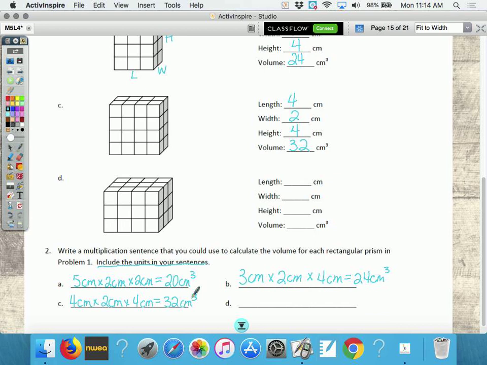Okay, last problem is Dara. 4, 3, and 3. Okay, what's 12 times 3? 36. Great. Tell me what to write for the multiplication sentence. 4 centimeters times 3 centimeters times 3 centimeters equals 36 cubic centimeters. Okay, any questions on that? No. Your first one on your exit ticket is just like that, okay?